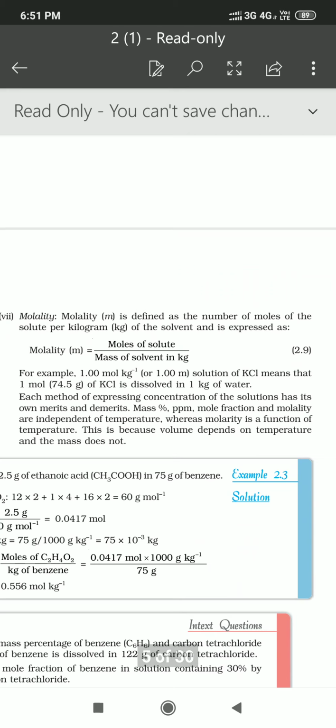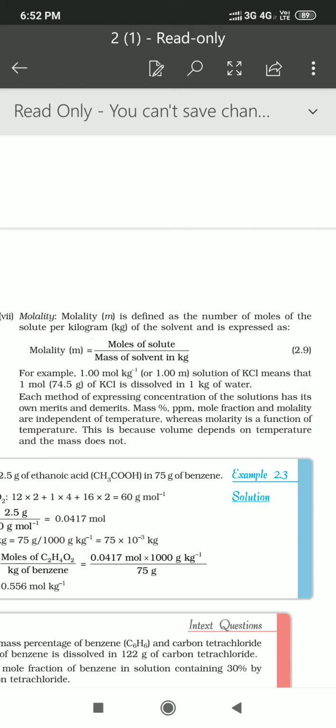Another very similar measuring unit is molality, and molality is the moles of the solute divided by the mass of the solvent in kg. That is, the number of moles of the solute present in 1000 grams of the solvent. That is the difference between molarity and molality. Molality is expressed as small m. Now you can get numericals based on molality, mole fraction, etc.